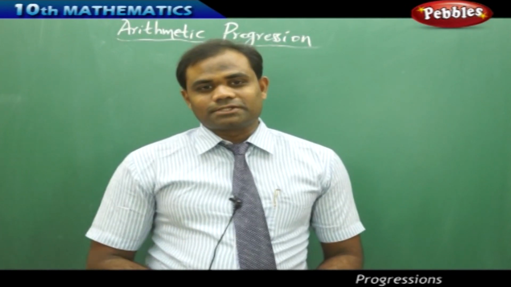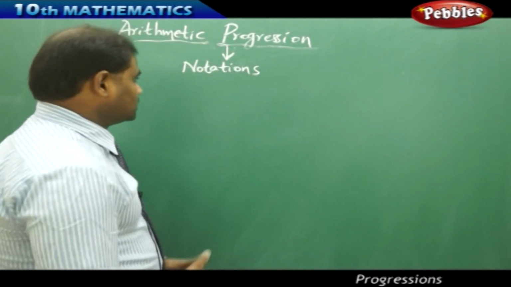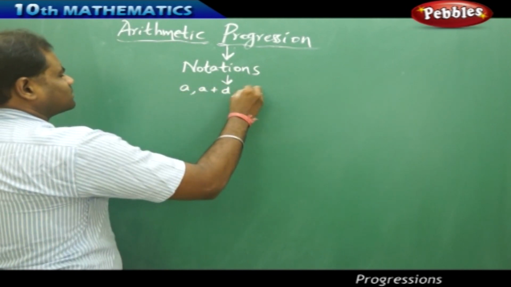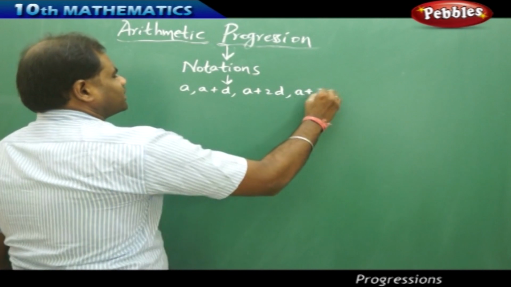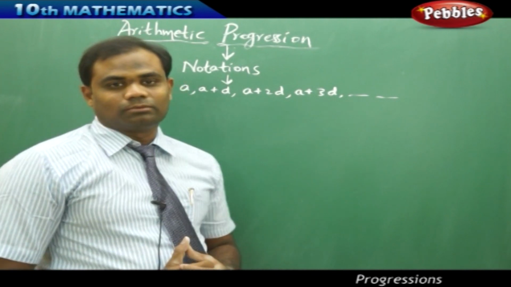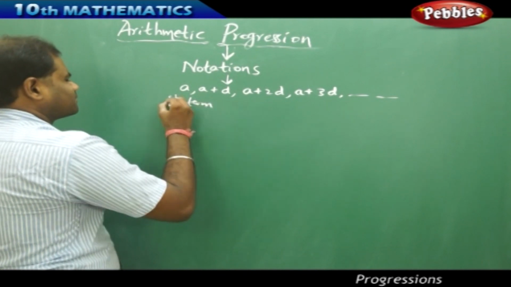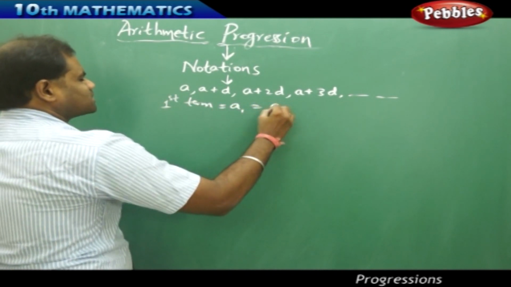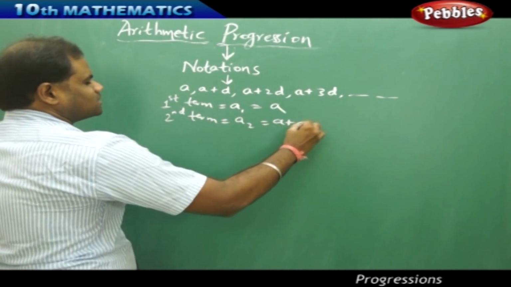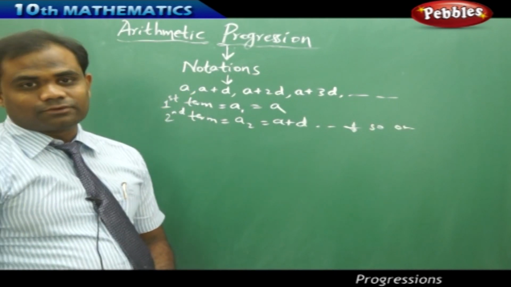Now let's see each of the notations as a recap for the arithmetic progression in its general form. Generally the arithmetic progressions are denoted with a, a plus d, a plus 2d, a plus 3d, and so on. This is the notation for an arithmetic progression in its general form, where the first term is denoted by a1, which is a, and the second term is denoted by a2, which is a plus d, and so on.